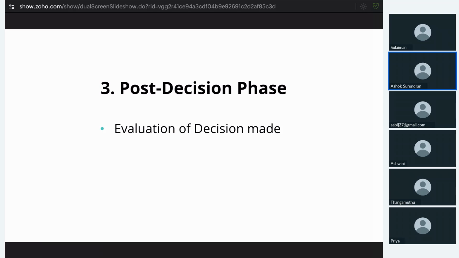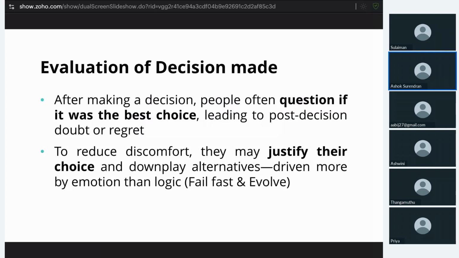And the third phase is the post-decision phase, where you have already made a decision, and now you are supposed to evaluate the outcomes of the decision that you have made. In this phase, after making a decision, people often question if the decision that they made was the best choice. This usually creates two things. Either your decision has worked out in the right way and you enjoy the moment, or if the outcomes are not as expected, post-decision doubt or post-decision regret will happen.